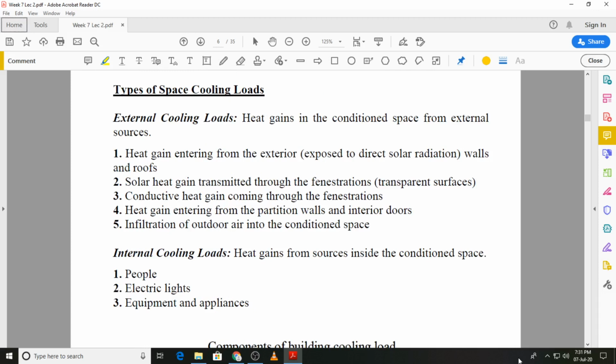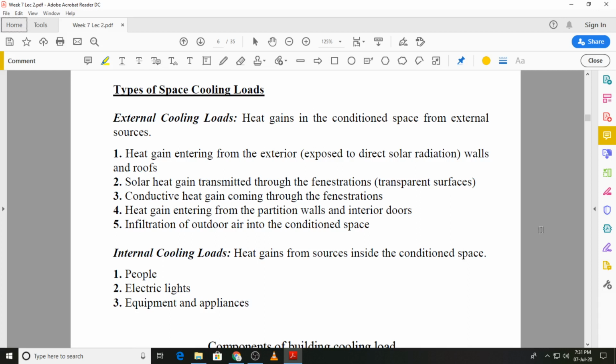Now we look at the types of space cooling loads. We can divide the space cooling loads into two broad types. One are the external cooling loads, the other are internal cooling loads. External cooling loads, if we start by looking at those, one is the heat gain from exterior surfaces. When I say exterior surface, that is any surface which is exposed to direct solar radiation. It can be a roof, or it can be a wall, maybe one wall, or maybe more than one wall. So any surface that is exposed to direct solar radiation is an exterior surface.